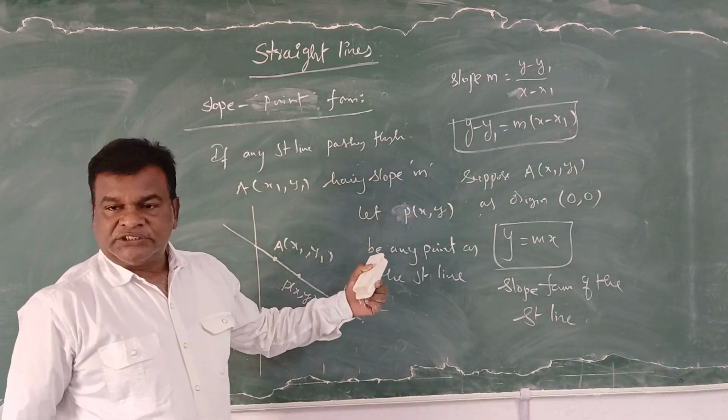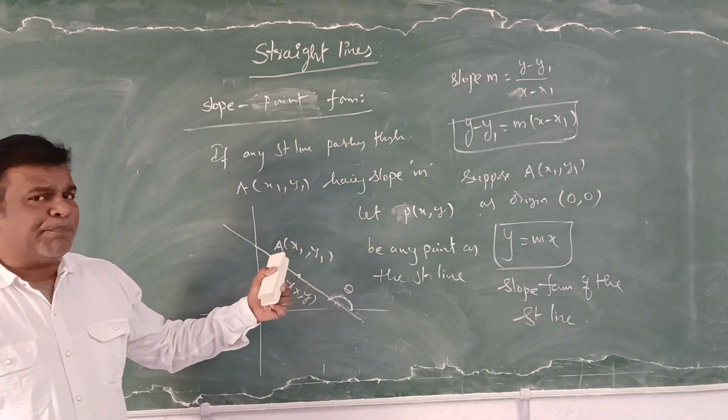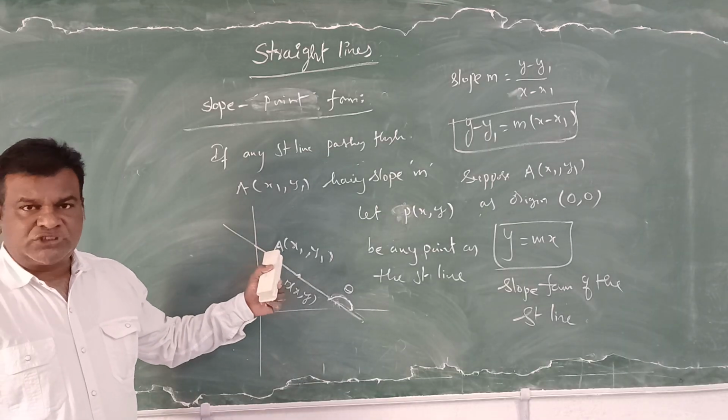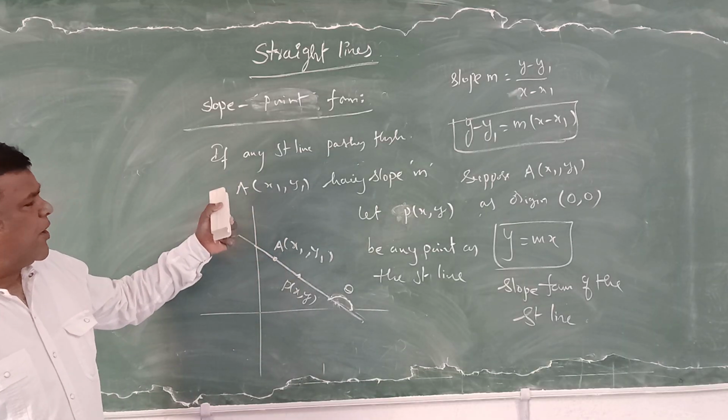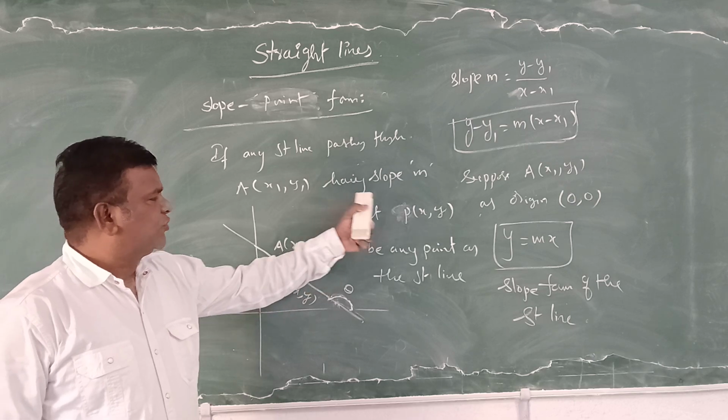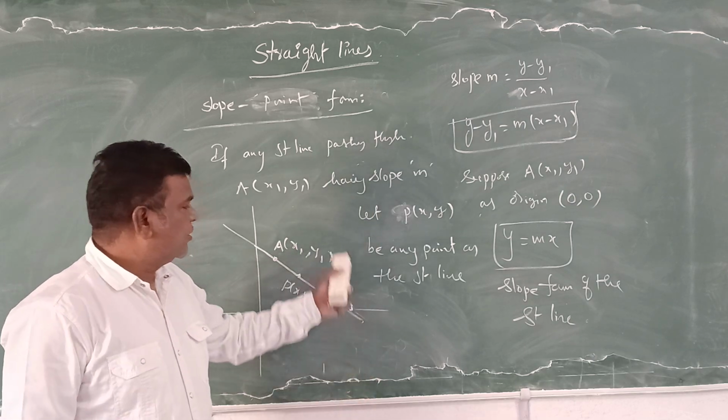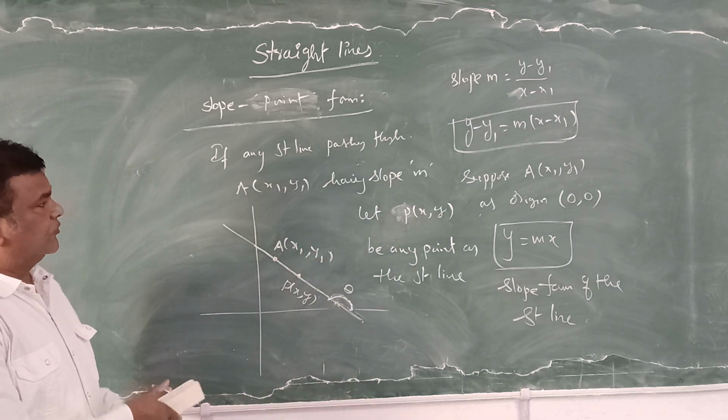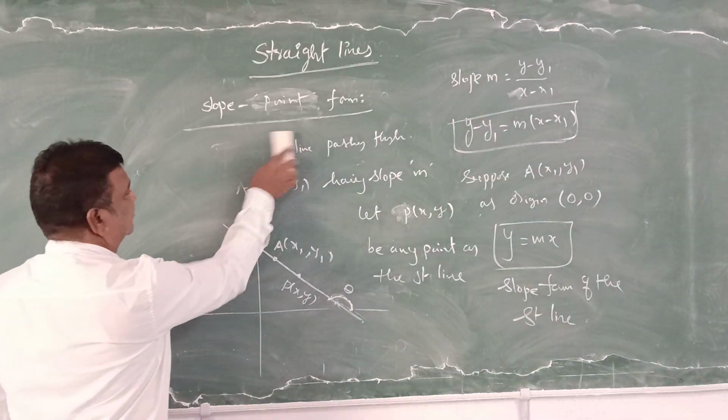Slope form of the straight line. This is one of the very important forms in straight lines. If any straight line passes through a point (x1, y1) having slope m.